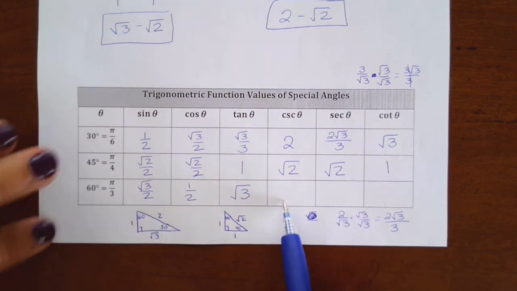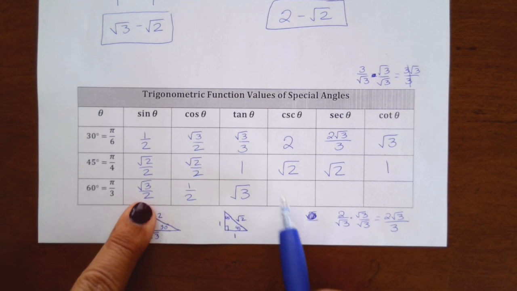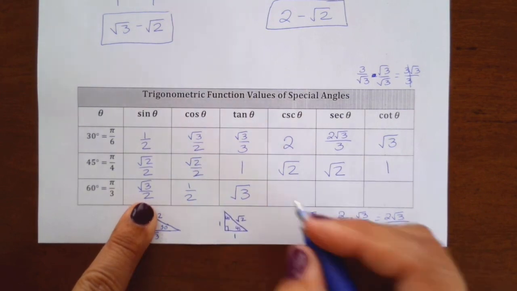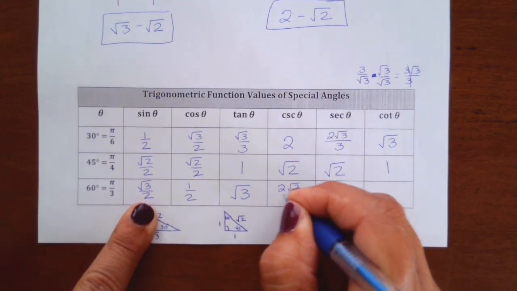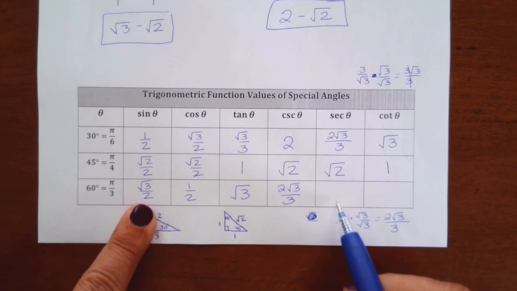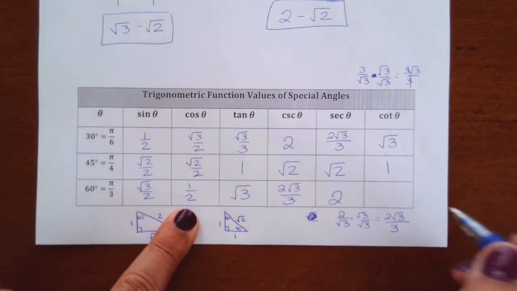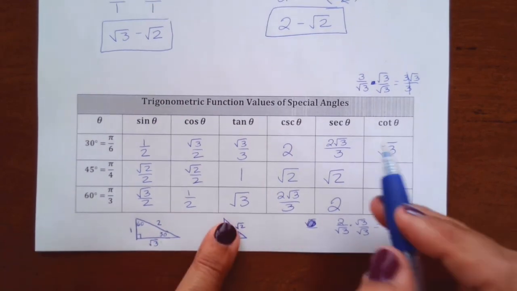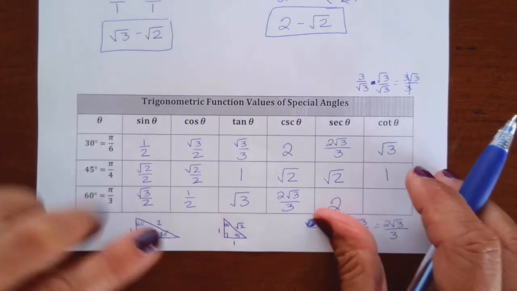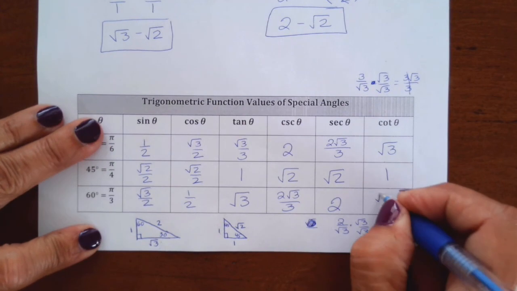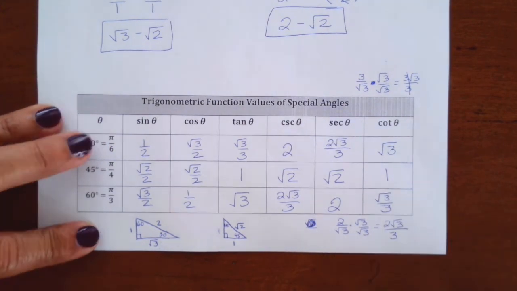Okay, the reciprocal of the square root of 3 over 2, remember we already did up here, so that's 2 square root of 3 over 3. The reciprocal for cosine was 2. And then the reciprocal for the square root of 3, remember, is the square root of 3 over 3. Right? Those are the reciprocals, so we can kind of just look back up on our table for that.